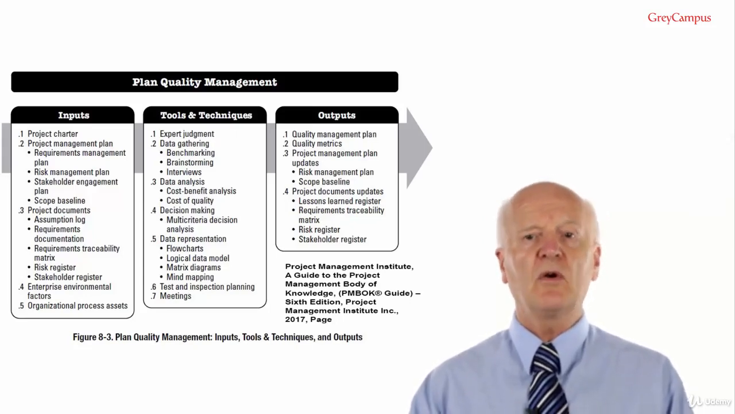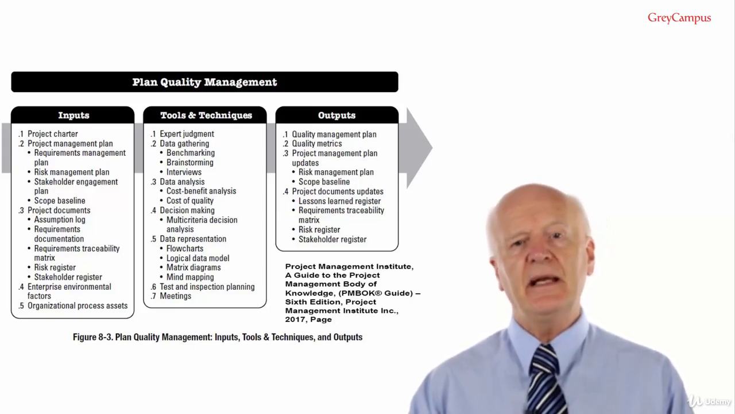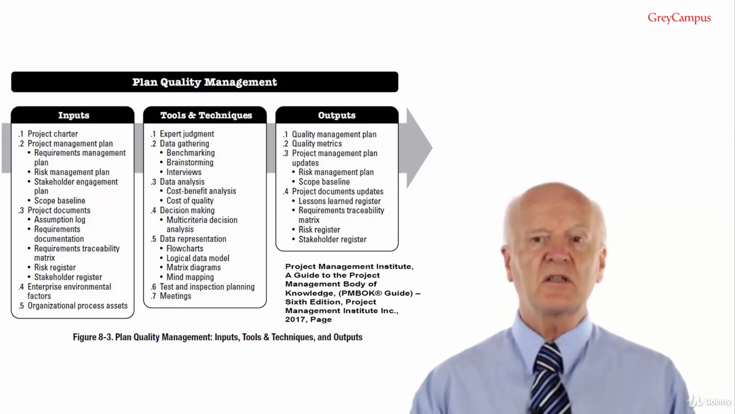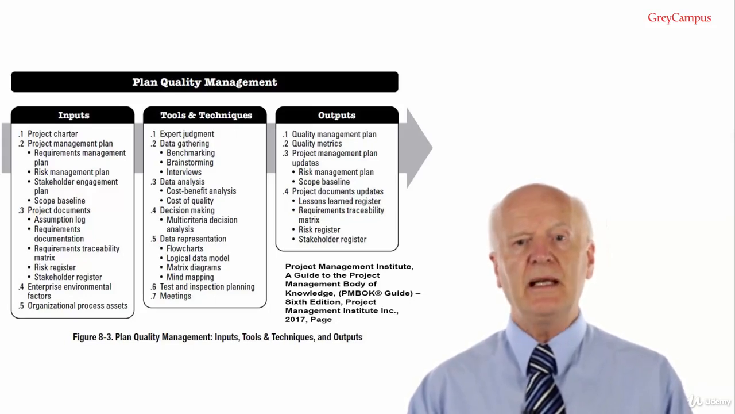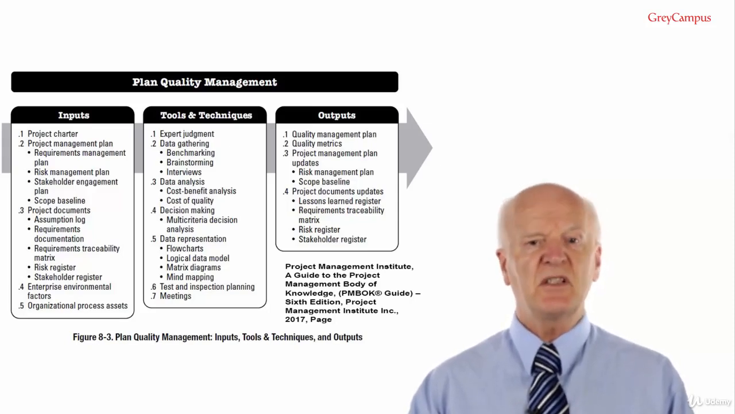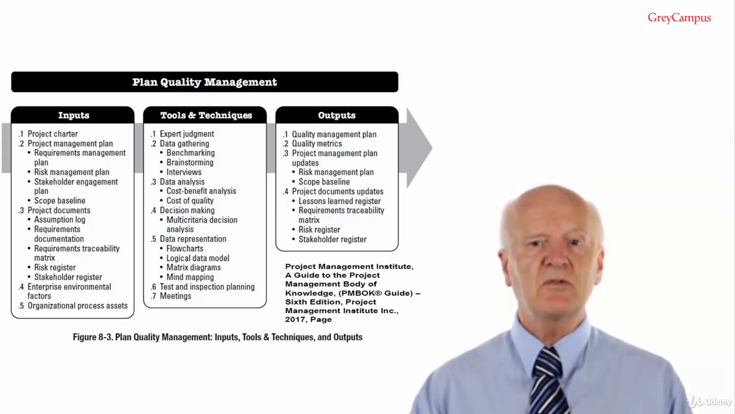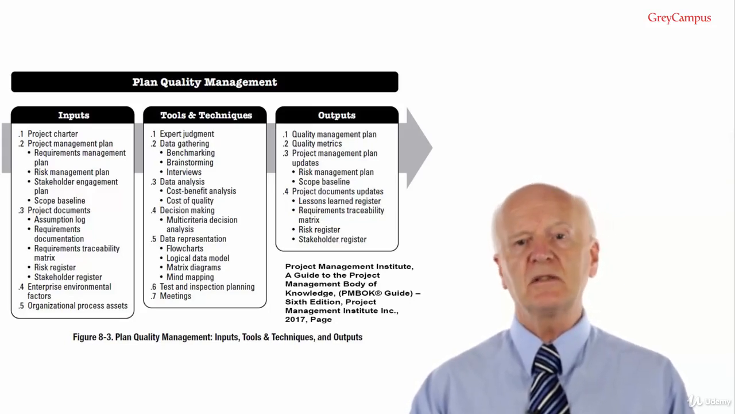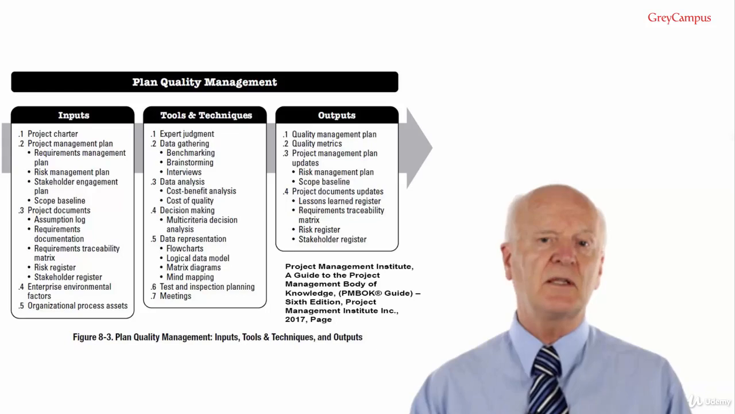Number 5, organizational process assets, and this would be the organizational quality management system, including policies, procedures and guidelines, quality templates such as check sheets, traceability matrix, and others, and historical databases and lessons learned repository.